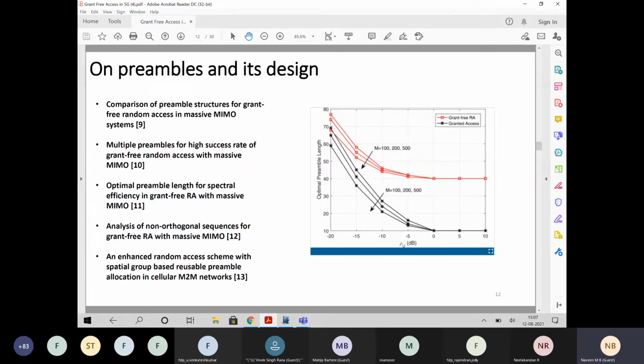Then many researchers tried non-orthogonal sequences, and again grouping preambles, grouping the beams. Like this, they have tried multiple methods, but the summary is this. At the end of the day, grant free requires a longer preamble than grant based, but it still saves time because the user is not waiting to send their data. They send the preamble followed by data. That is the main takeaway from this approach.